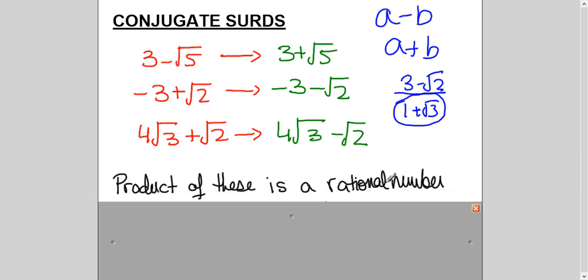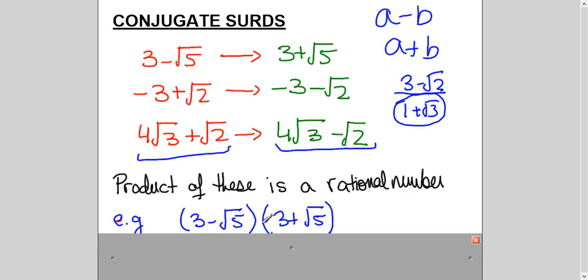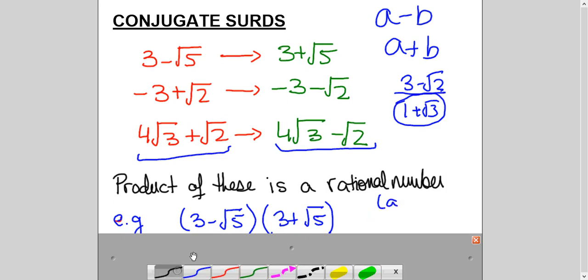The product of these is a rational number. So whenever a number with its conjugate surd is multiplied, I'm saying product because the word product means you have multiplied, the answer is a rational number. So let's see the example here. 3 minus root 5, 3 plus root 5. And by the way, what does it remind you? You remember the algebraic identity? Let me change the color. Remember the algebraic identity A minus B, A plus B. What is it equal to? A square minus B square.